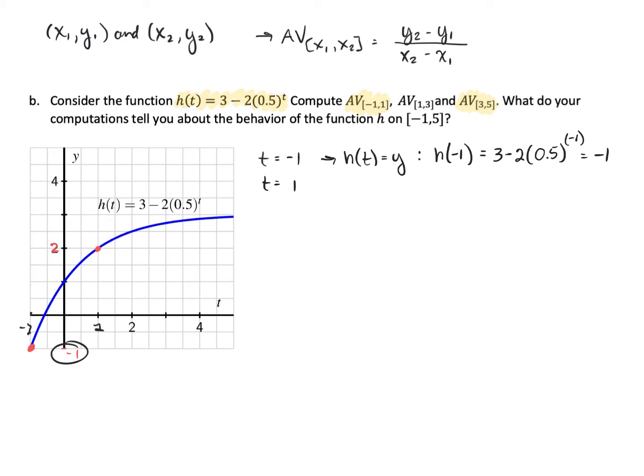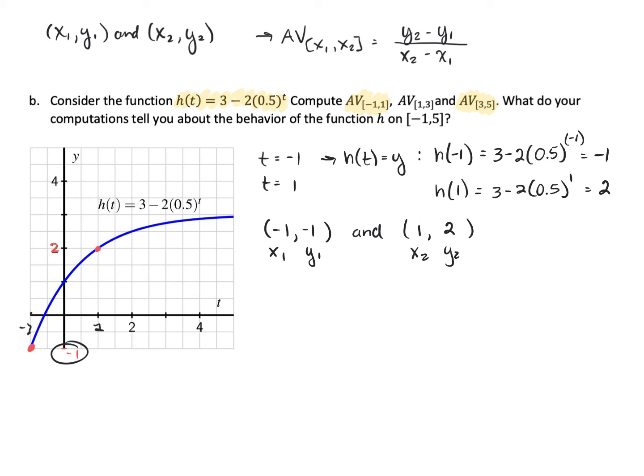Let's do the same thing for when t is 1. So h of 1, put it back into the equation, and that is going to give us an output of 2. Now that I have my output values, write them as an ordered pair. I always tell students that sometimes it's helpful to write out your points as an ordered pair so that you can use the formula to calculate the average rate of change more easily. Then we can clearly see what our x sub 1, y sub 1 values are and what our x sub 2, y sub 2 values are.